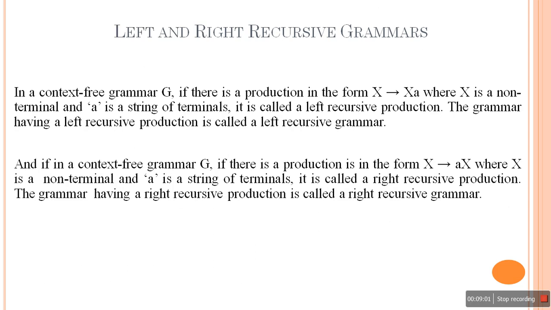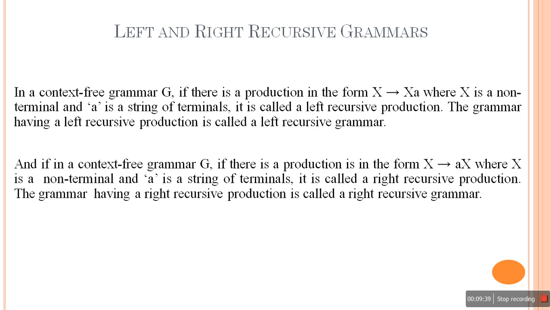Now our next topic is left and right recursive grammar. What is recursion? Recursion is basically repeating a string by itself or replacing a string by itself again and again, like a recursive function where a function is called by itself again and again till an end condition is found. Similarly, in context-free grammar, if a string is recursively replacing itself by itself only, then it is called a recursive grammar.